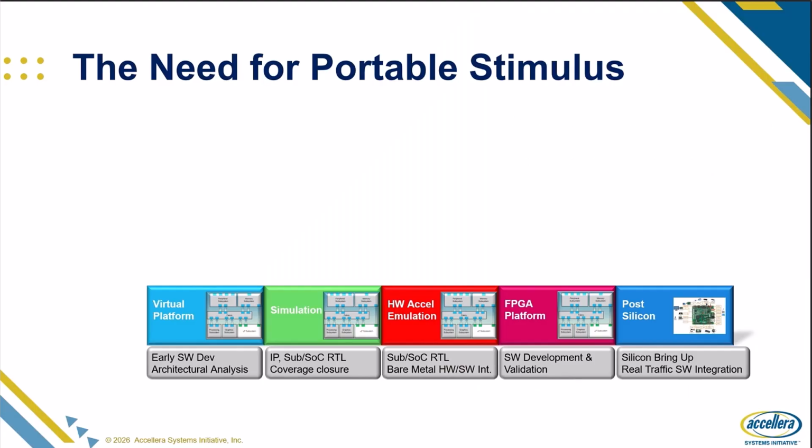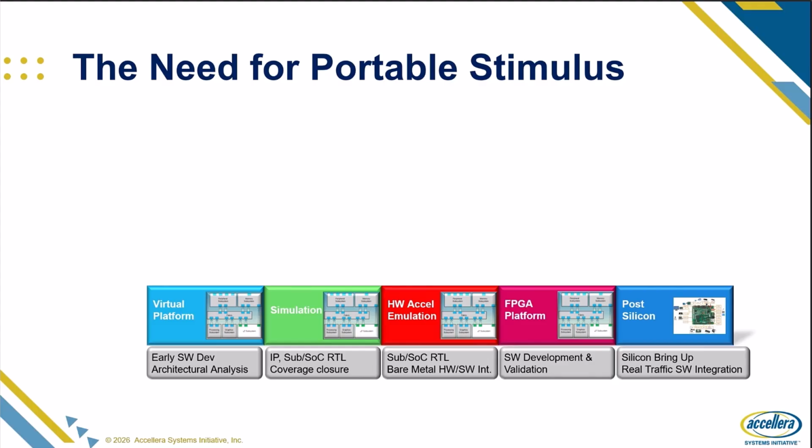So when we think about the phases of a verification project, we want to start early so we can do some early software development on a virtual platform like a C++ or SystemC model. We do some architectural analysis at that point. Then as we start developing the RTL, we move into simulation, whether we're doing IP blocks or even up to the subsystem or SOC level. That's focused a lot on making sure that the design is correct, doing some coverage closure, making sure our test suite covers everything we need it to.